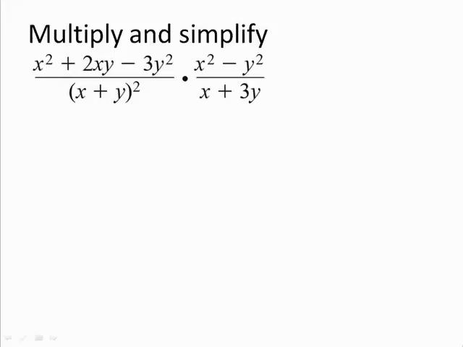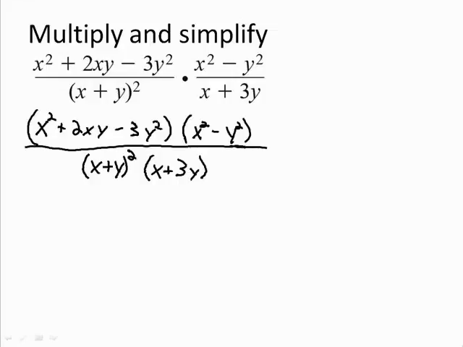Multiply and simplify. X squared plus 2xy minus 3y squared divided by the quantity x plus y squared times x squared minus y squared divided by x plus 3y. Multiply the numerators and denominators. The quantity x squared plus 2xy minus 3y squared times the quantity x squared minus y squared divided by the quantity x plus y squared times the quantity x plus 3y.